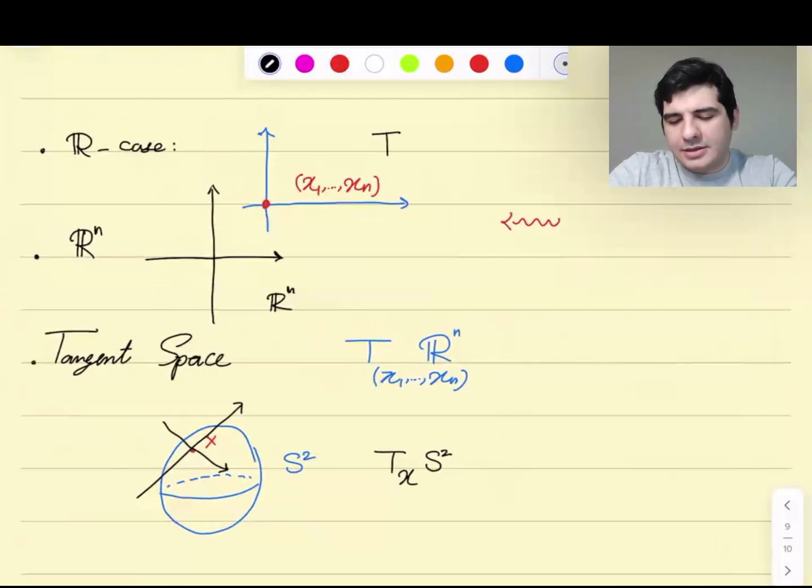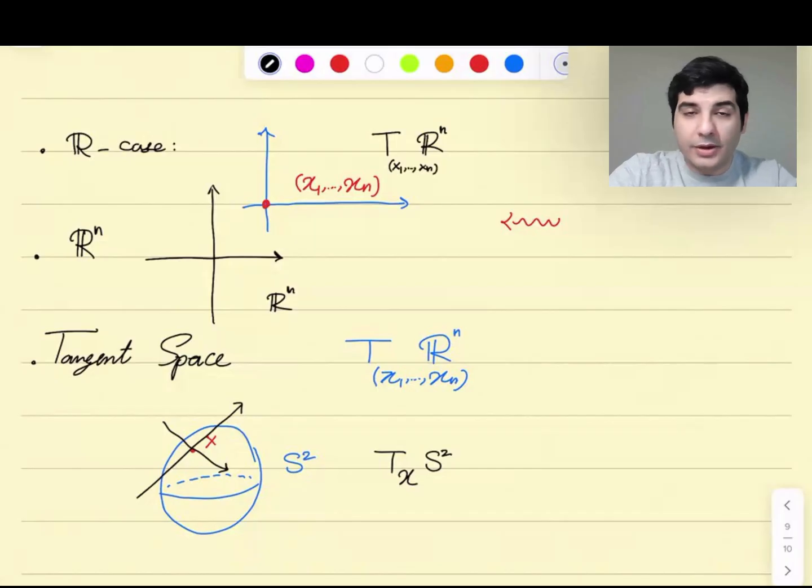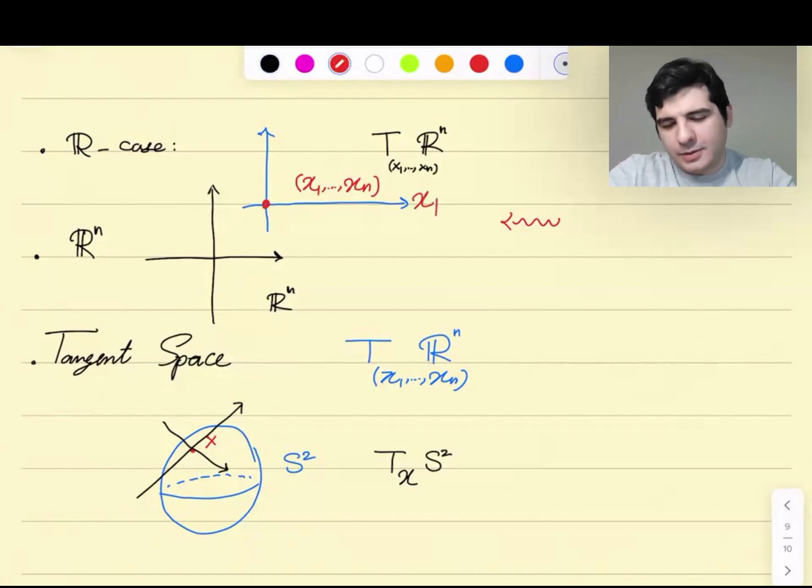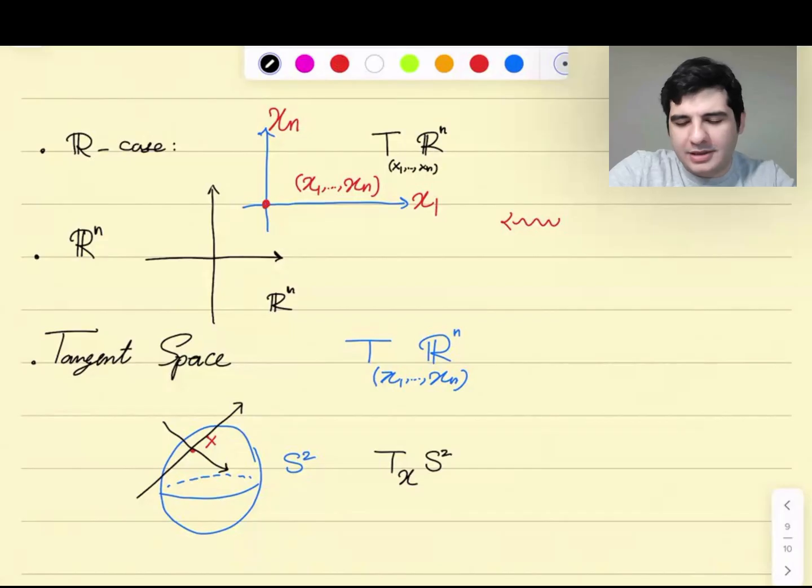So this is, for me, the tangent space of Rn at this point x1 up to xn. Okay, great. Now we can think about the basis for this space. So say this is coordinate x1, x2, etc., up to xn. We cannot show dimensions more than 3, but let's say we have n dimensions, and I'm just denoting them all on this two-dimensional plane.